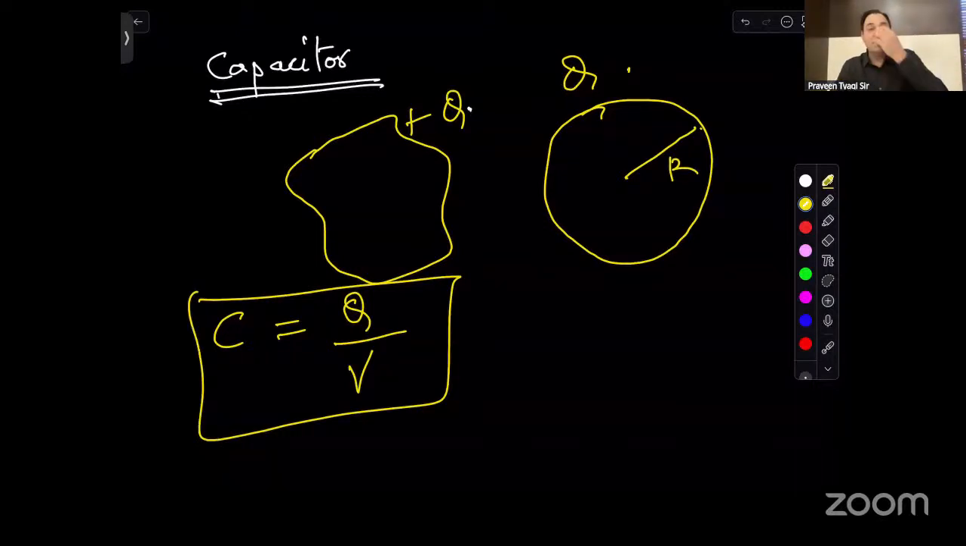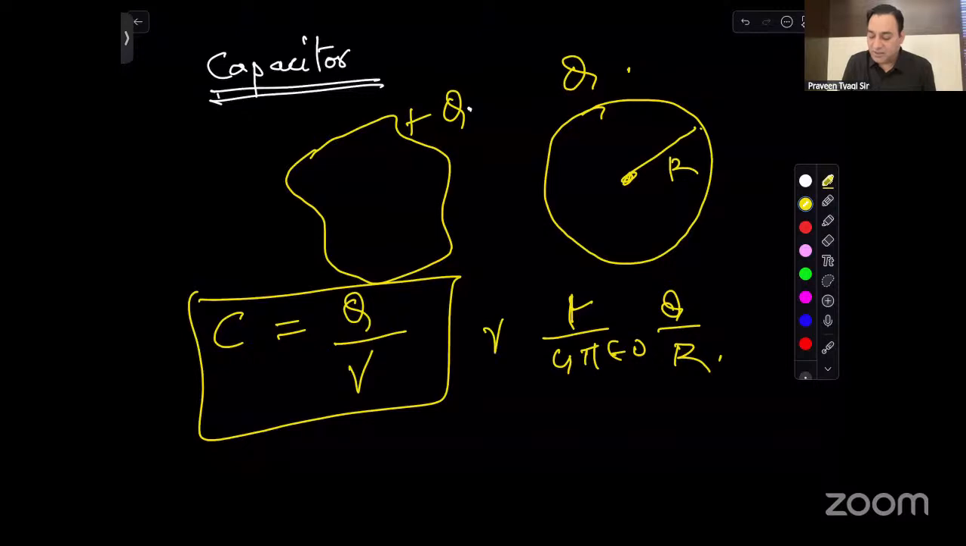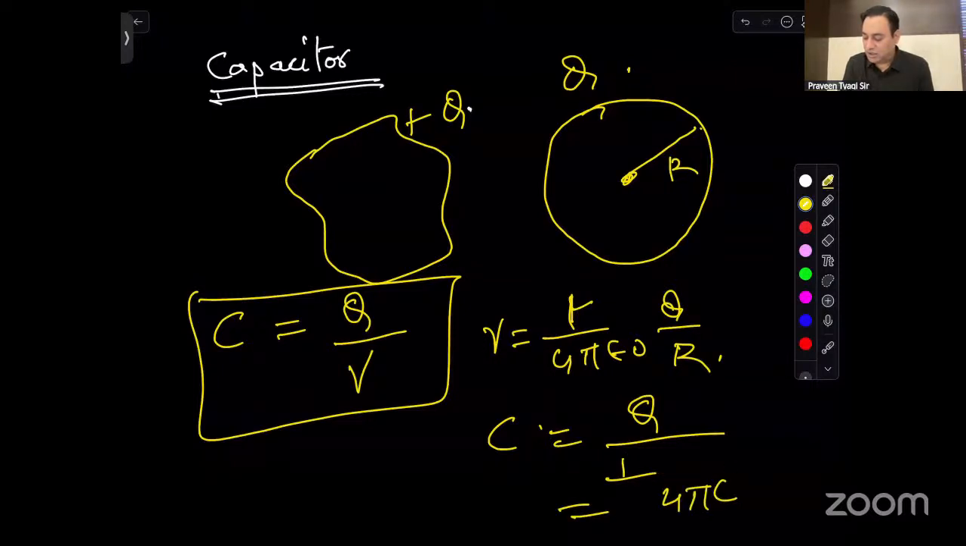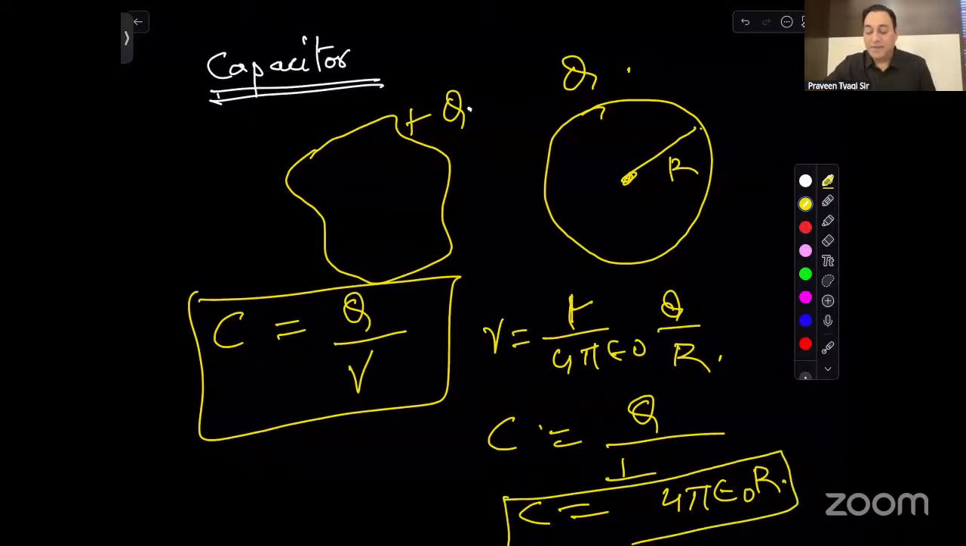But please try to understand what is happening. If I give a charge Q to this sphere, what will be its potential? It is a conducting sphere, so I can assume the whole charge to be at the center. The potential will be 1 upon 4 pi epsilon naught Q upon R. And the capacitance of this will be Q divided by V, which will be C equals 4 pi epsilon naught R. This is the capacitance of an isolated, single sphere.